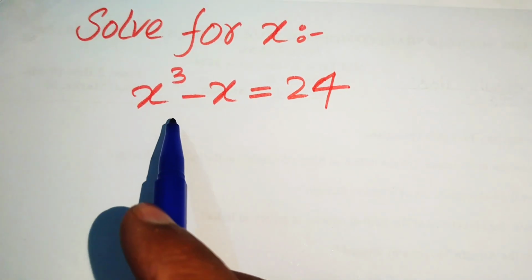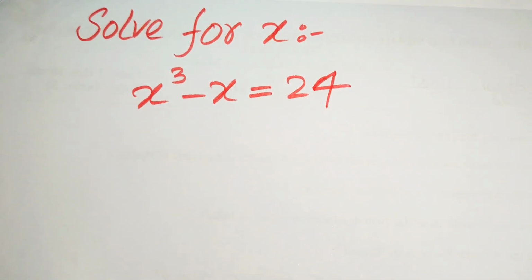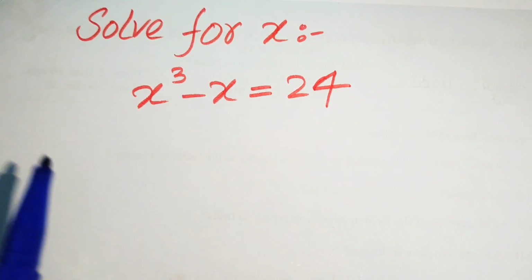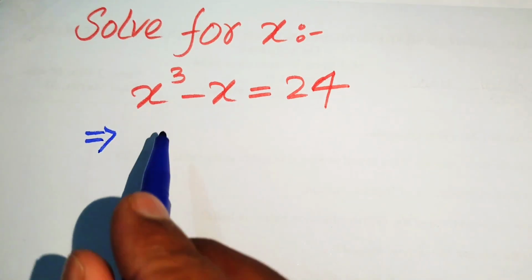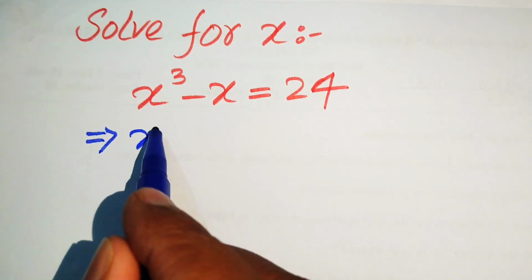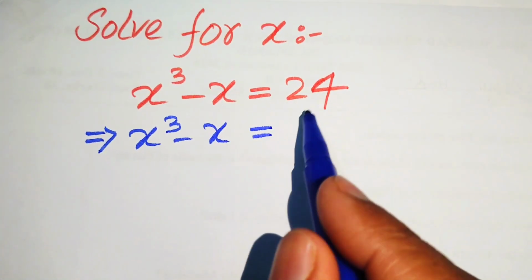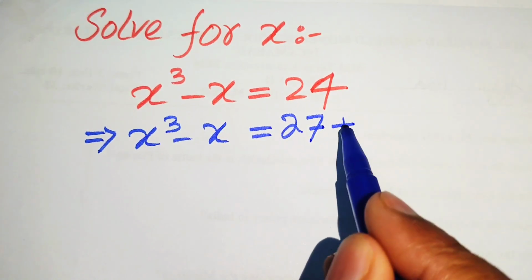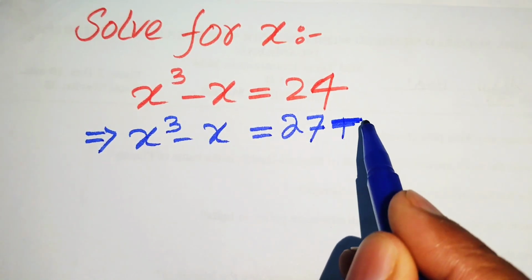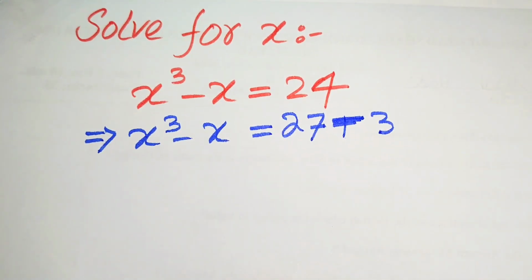So here we have x cubed minus x equals 24 and we solve this problem for the values of x. First you focus on the right hand side. In the right hand side we have 24 and we write it this way: x cubed minus x equals, we write this 24 as 27 minus 3. Okay, 27 minus 3 becomes 24.